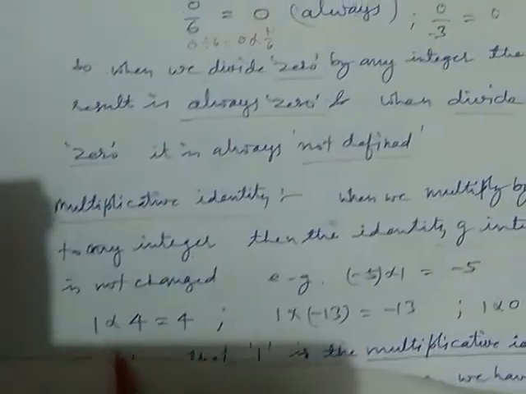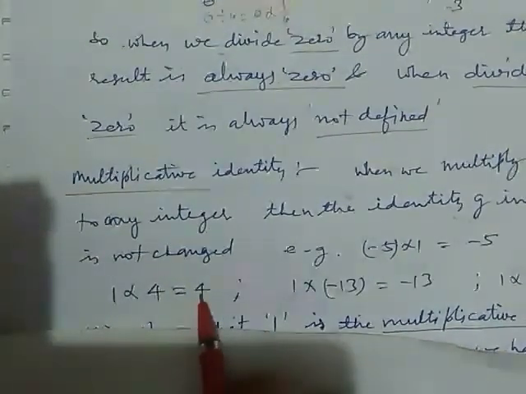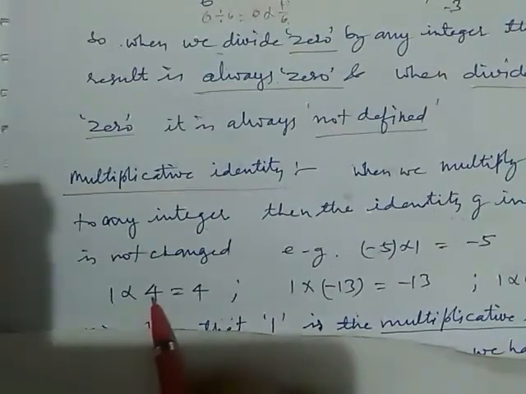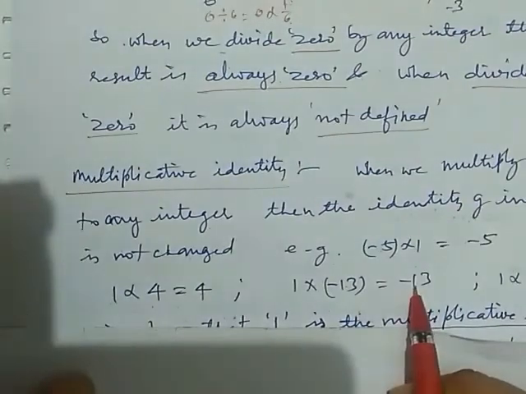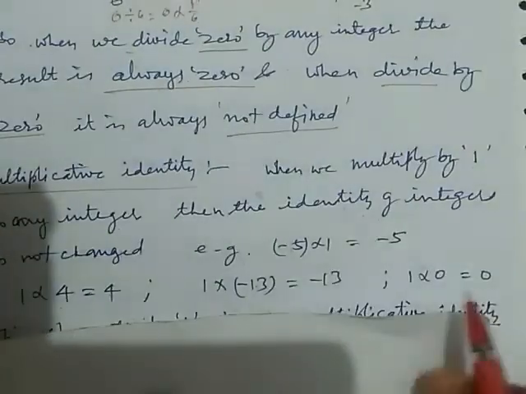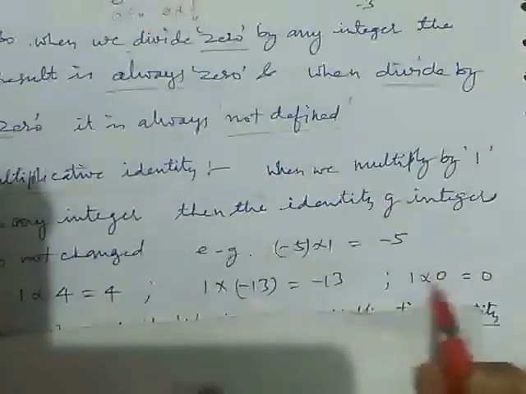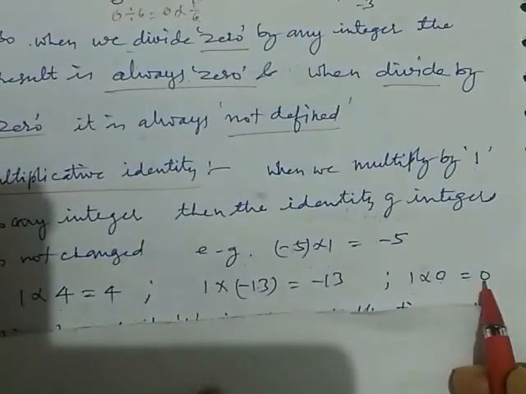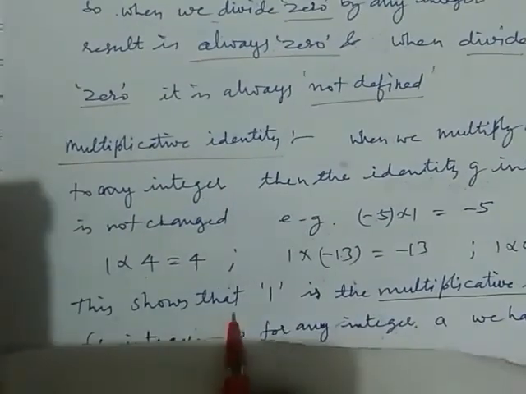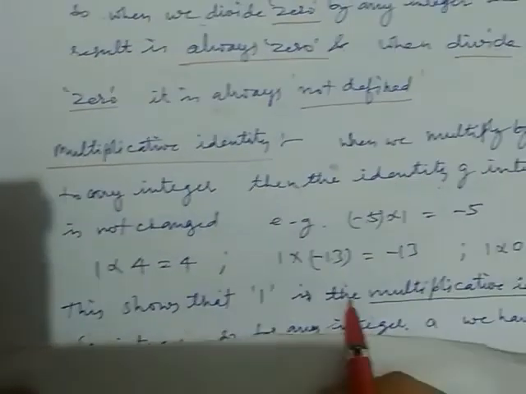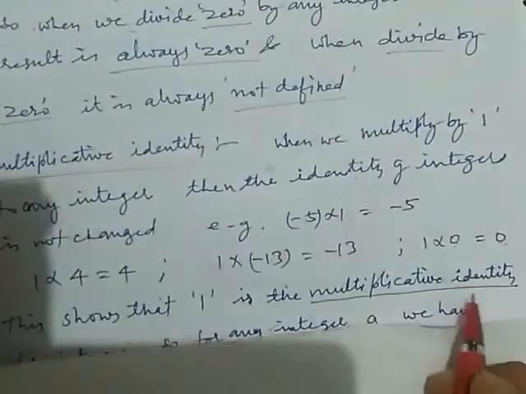Again we check. 1 into 4 equals 4, so when we multiply by 1, the number is not changed. 1 into minus 13 gives minus 13, so the number is not changed. 1 into 0 equals 0: the number is 0, we multiply by 1, and we get 0, so the number is not changed. This shows that 1 is the multiplicative identity.